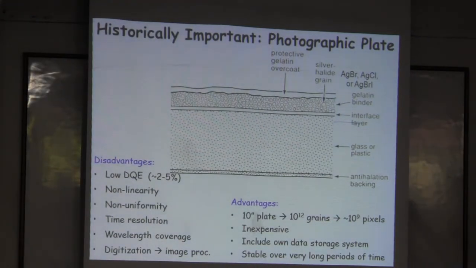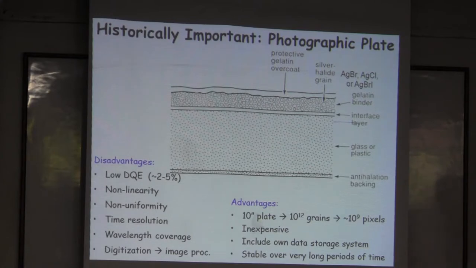So of course, historically, one should point out that, looking at the total history of astronomy, for the longest time people were using photographic plates. You have some support here, some glass or plastic layer, and then a photosensitive layer made essentially of silver halide grains: silver bromide, silver chloride, or silver chloroiodide. If you expose that to light, there is some chemical process, and you develop the plates chemically.